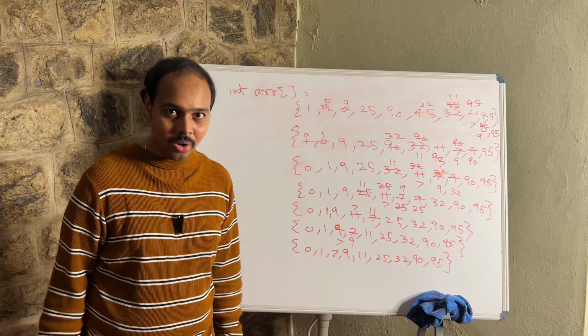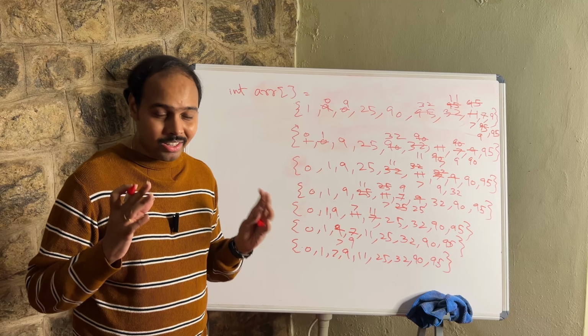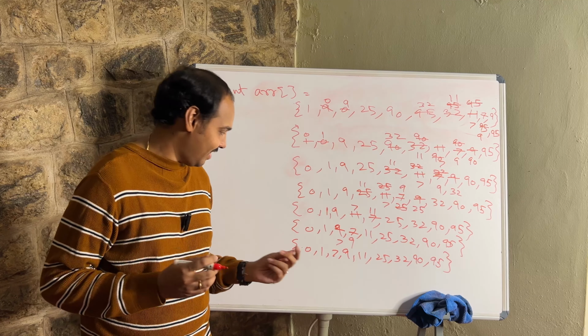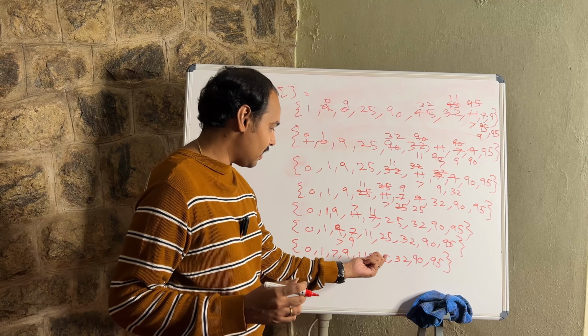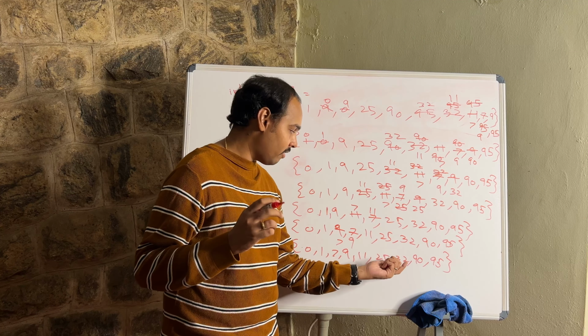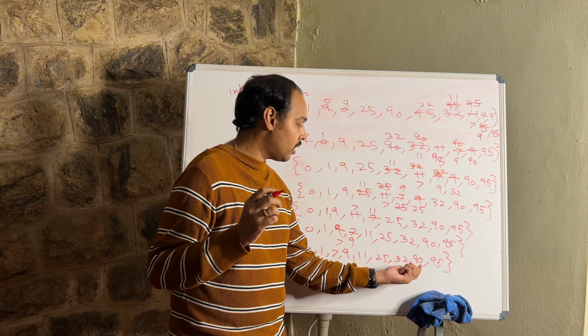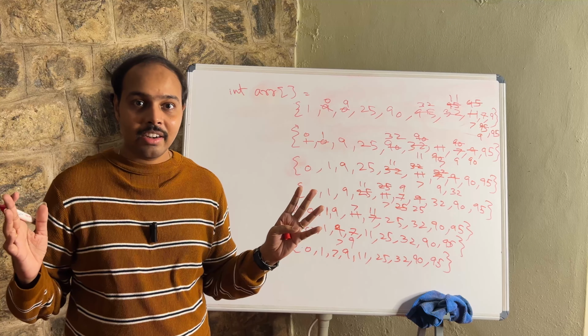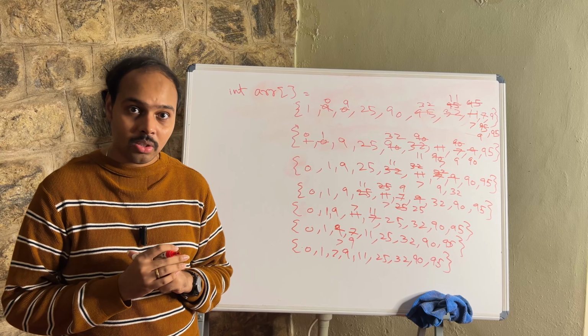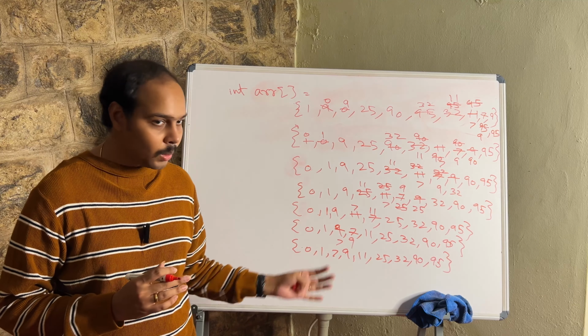As I said, one more iteration after you felt you sorted everything. 0 is less than 1, 1 is less than 7, 7 is less than 9, 9 is less than 11, 11 is less than 25, 25 is less than 32, 32 is less than 90, and 90 is less than 95. Final iteration didn't have anything to swap. So you are done with the sorting.